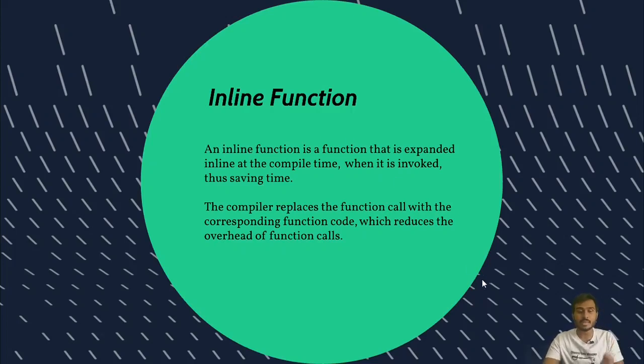The compiler replaces the function call with the corresponding function code, and this basically helps to reduce the function calling overhead. So whenever we have a function call, the compiler will replace that function call with the function body, and this will help us reduce the function calling overhead.